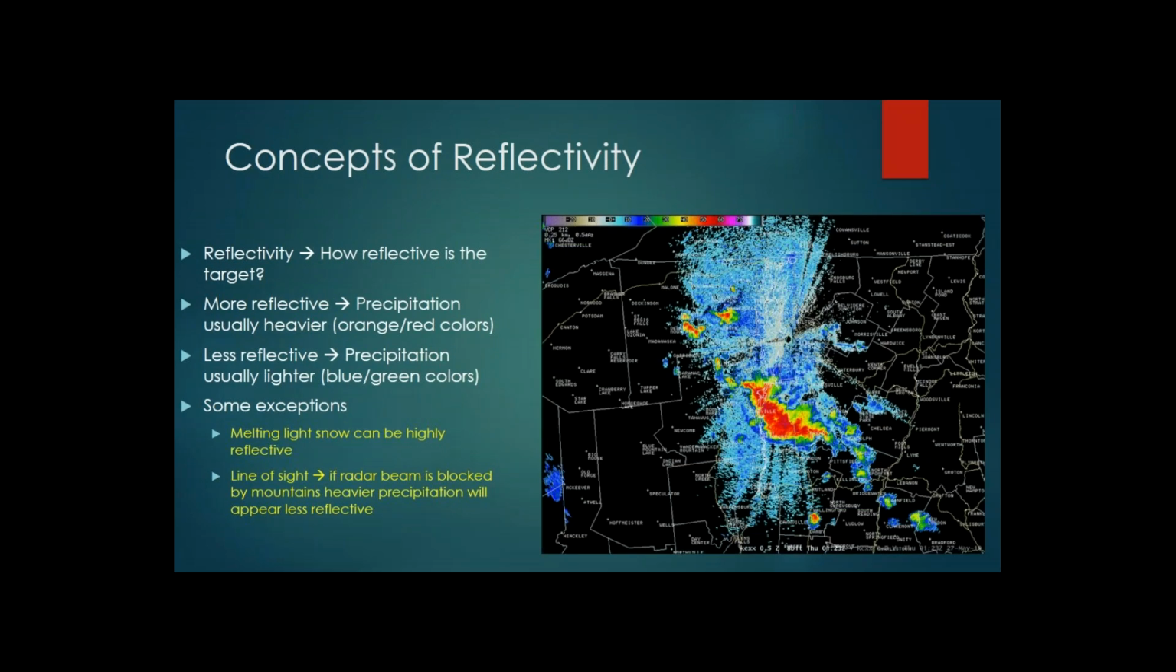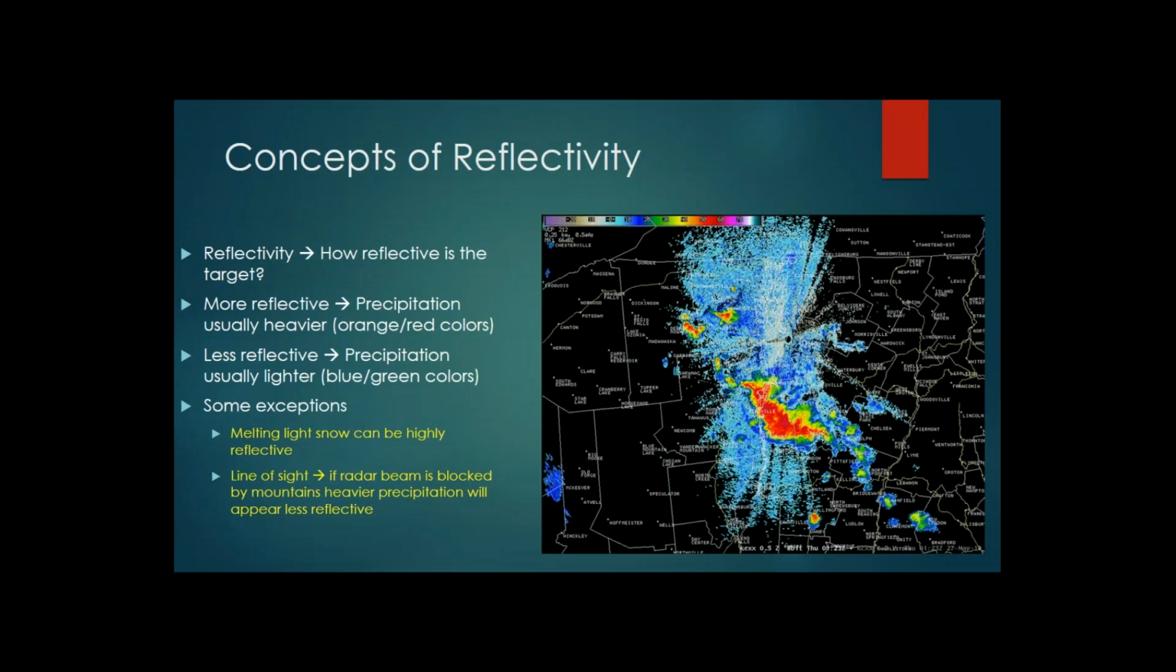Okay, let's talk about two of the main concepts about the data that we look at on radar. One of them is called reflectivity. The other one is velocity, and I'll talk about that in a moment. Reflectivity is basically pretty simple. How reflective is the target? The more reflective a target, the precipitation is usually, and I do want to highlight that, usually heavier. So we look for orange and red and purple colors on the radar. Less reflective, precipitation is usually lighter, blues and greens.